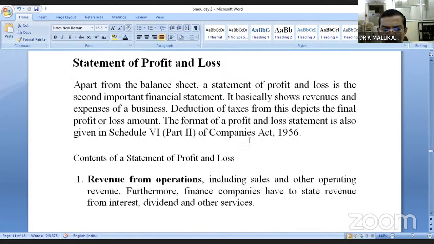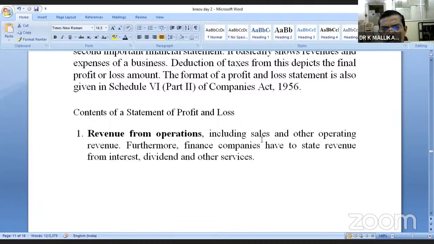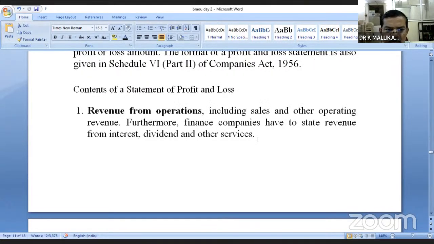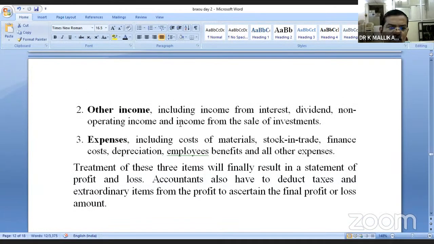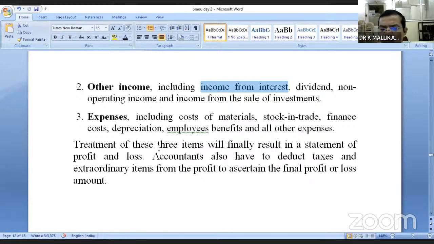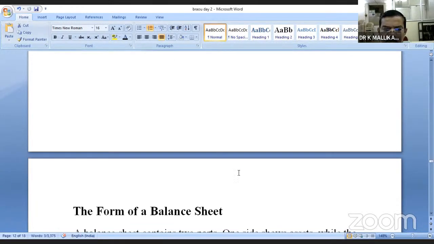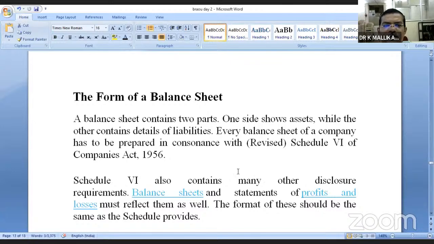Coming to the statement of profit and loss account. Earlier I showed you the Tata Motors profit and loss account statement: revenue from operations and other incomes. Other than revenue, income including interest, dividends, non-operating income, and income from sale of investments is also considered other income. Expenses include cost of materials, work in progress, stock in trade, financial cost, and depreciation, right? After this, we can see the different types of forms.